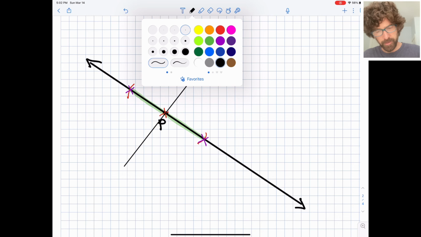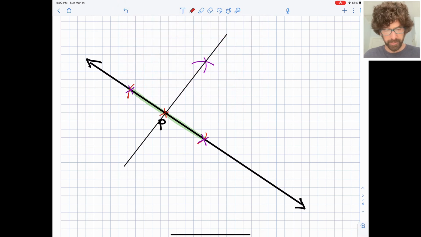Okay, so it is a perpendicular bisector of that green highlighted segment. That doesn't really matter as much to us. What really matters is that it's perpendicular to the line. Okay, so the fact that it's a bisector is less important.